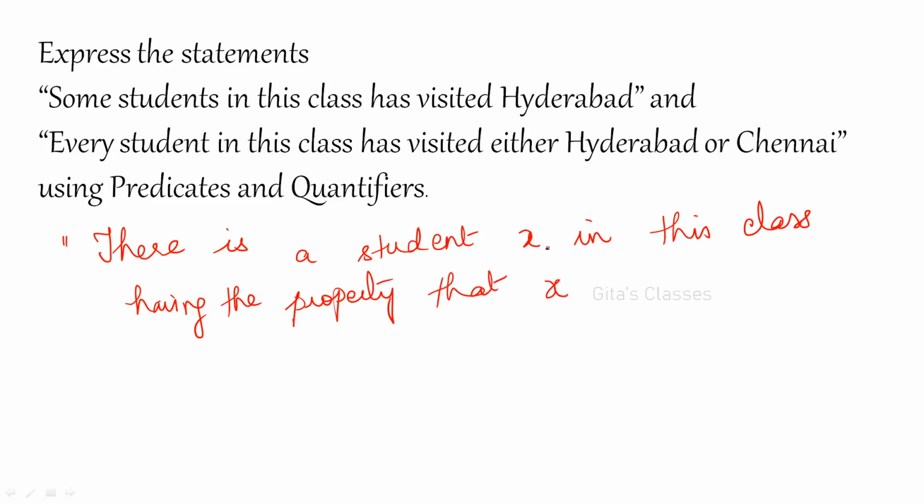what is the property we are talking about? That X, the student, has visited Hyderabad. That means there is at least one student. There is a student X in this class having the property that X has visited Hyderabad, right? So if you are defining this as H of X, that X has visited Hyderabad.